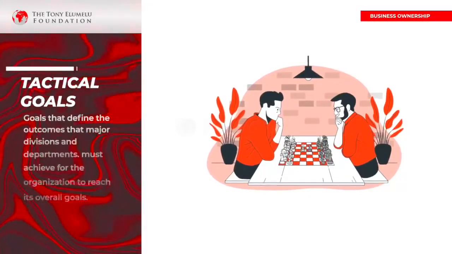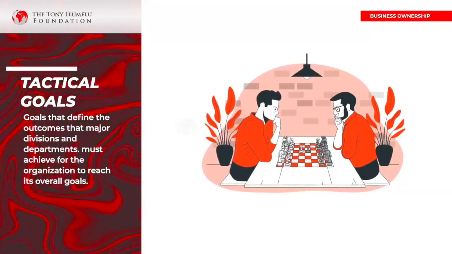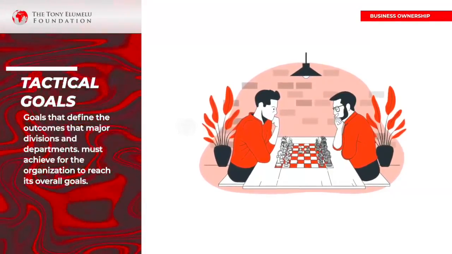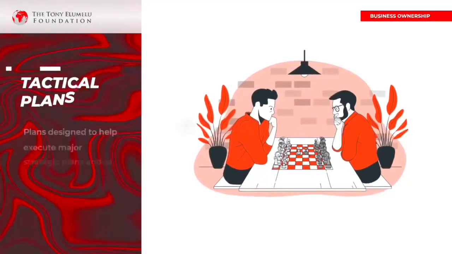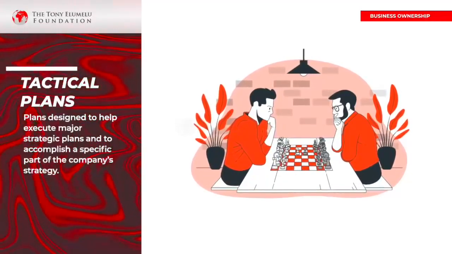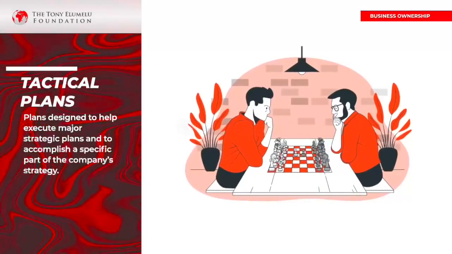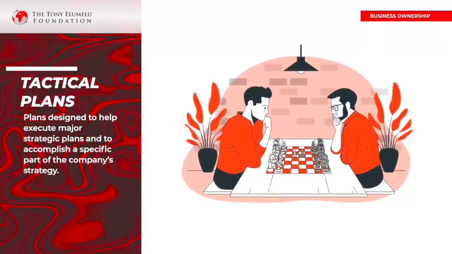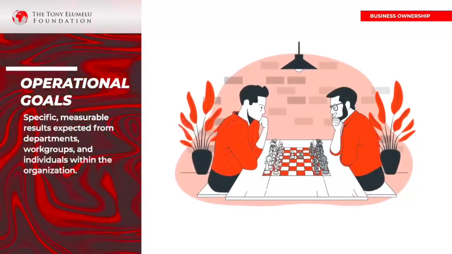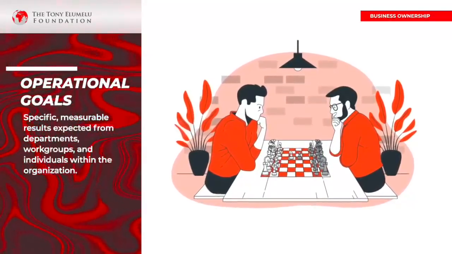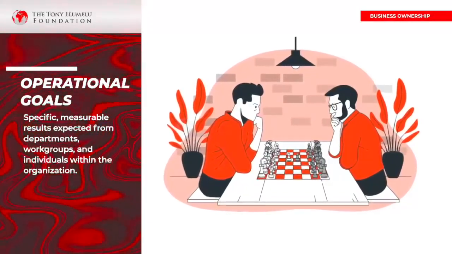Tactical goals, goals that define the outcomes that the major divisions and departments must achieve for the organization to reach its overall goals. Tactical plans, plans designed to help execute major strategic plans and to accomplish a specific part of the company's strategy. Operational goals, specific and measurable results expected from departments, work groups, and individuals within the organization.